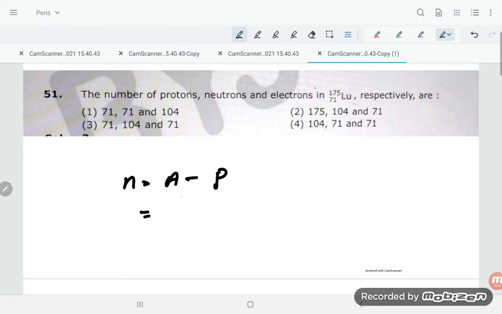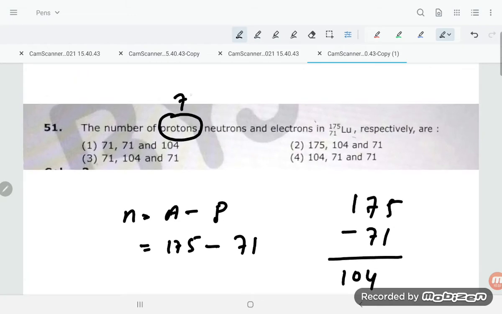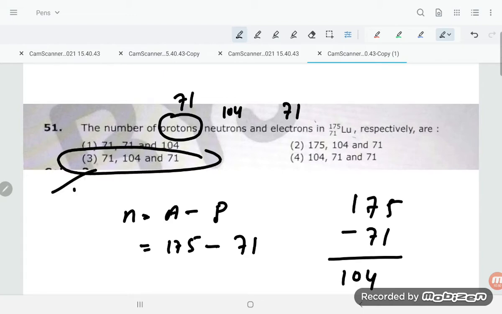So A minus Z is how much? 175. Okay, minus protons, how many are there? 71. So 175 minus 71, how much is coming? 104. So the proton number is 71, neutron is 104, electron is 71. 71, 104 and 71. So the correct option will be option number three, student.